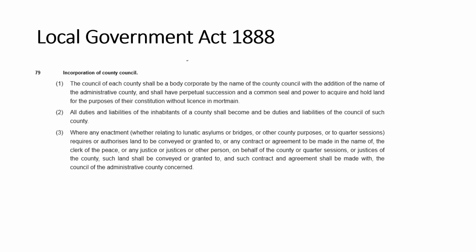Now, if we go back to the creation of government, we have to look at the Local Government Act 1888, which, if you remember from my previous presentations, we were doing an explanation on what I call primary legislation. But here we see on the first line on section 79 sub 1, the council of each county shall be a body corporate by the name of the county council. Okay, so that fixes that problem.